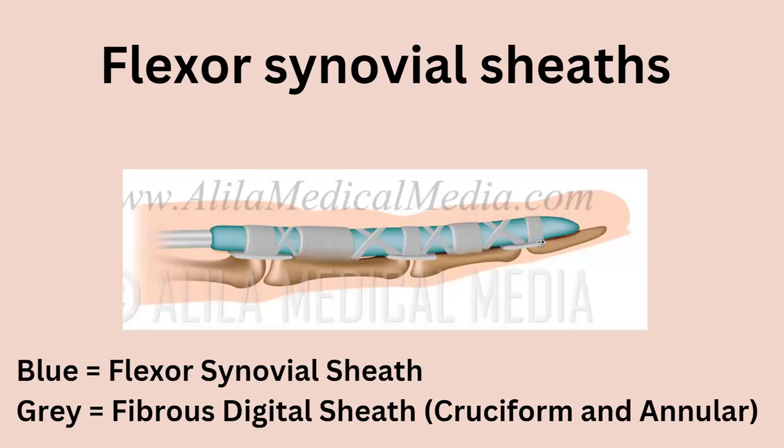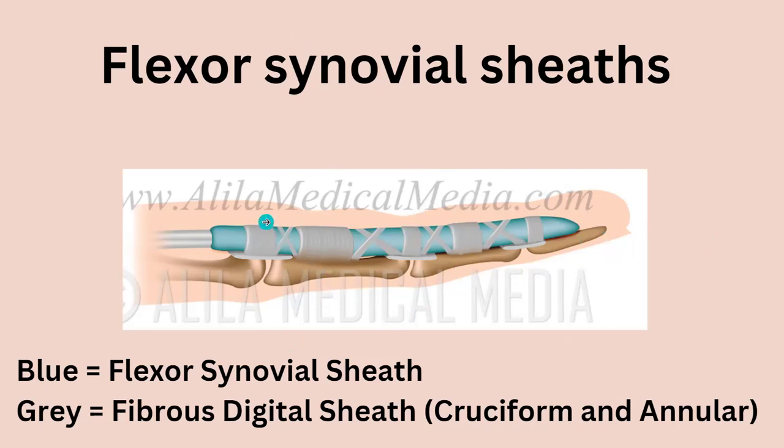Okay, so flexor synovial sheaths. This is actually really easy, but it's an important concept. You need the tendons of the muscle. The muscles usually have a small covering, something that lubricates the tendons, something that protects, something that sticks the tendons to the bone, which is called the flexor synovial sheath. So the blue structure is the flexor synovial sheath.